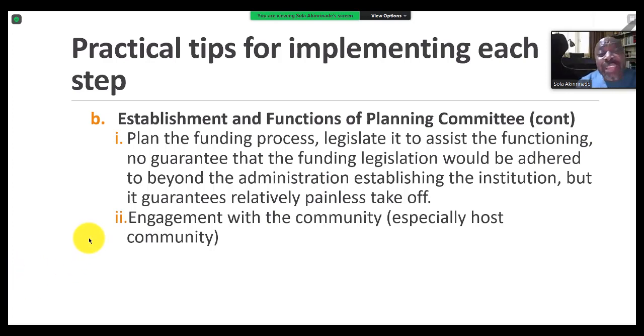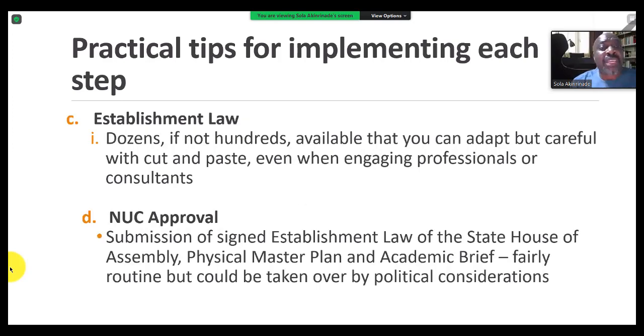Then engagement with the host community, because they are going to host the students. One of the things you will discover is that the cost of accommodation may go up because student hostels will emerge. And people may want to exploit your students. And if you don't engage the community, it can create problems for your students in future.